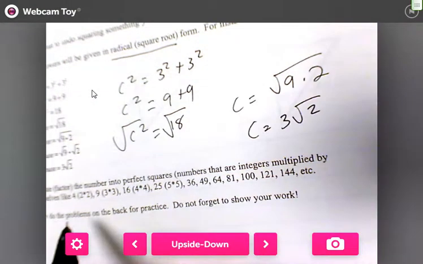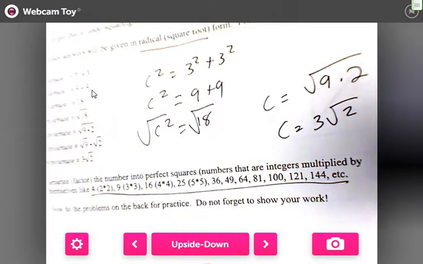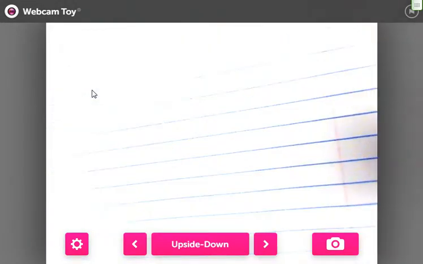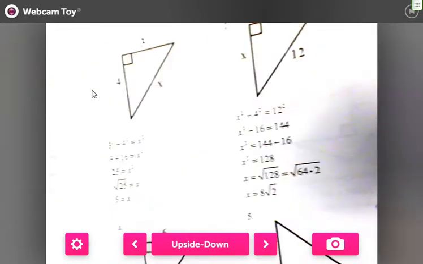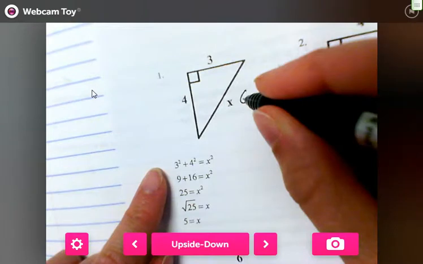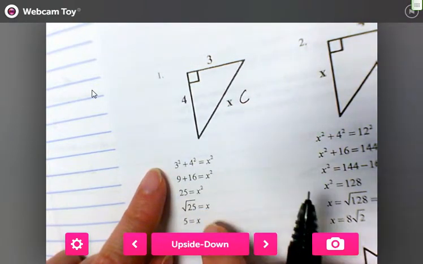Right here is a bunch of lists of perfect squares that are possible. Right on the front. That will help you for your homework tonight. Okay, let's turn it over, and we're going to do some of these problems together. Okay? Number 1 is done for us. We know this was my c, so we did 3 squared plus 4 squared equals x squared. Solve for x, and we got 5.